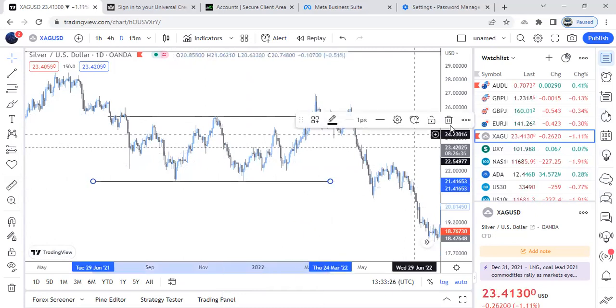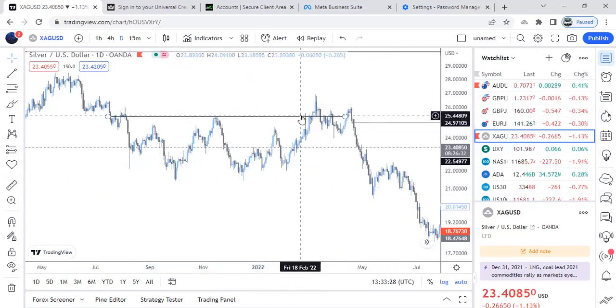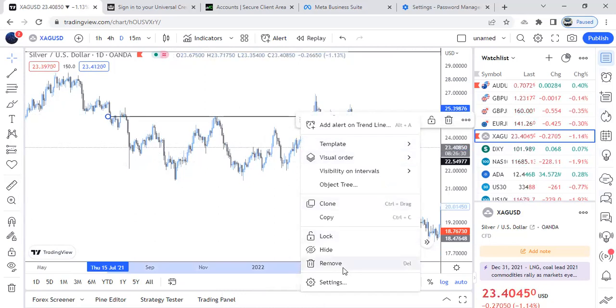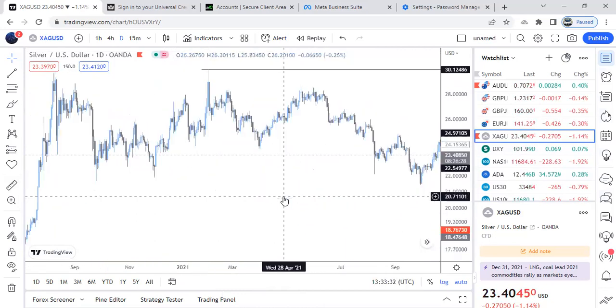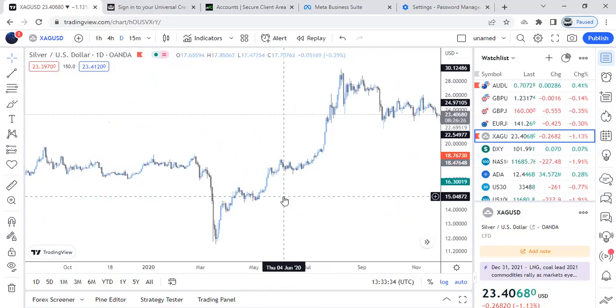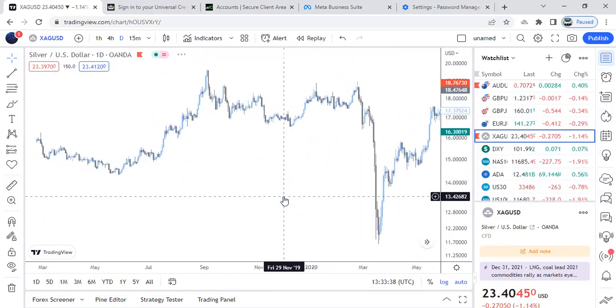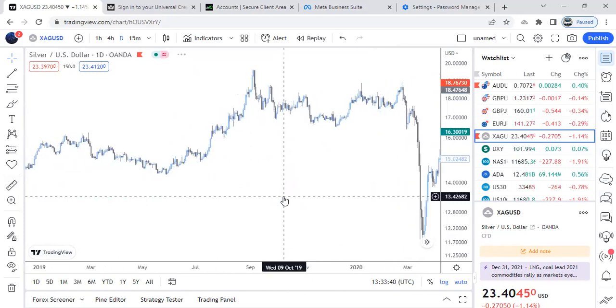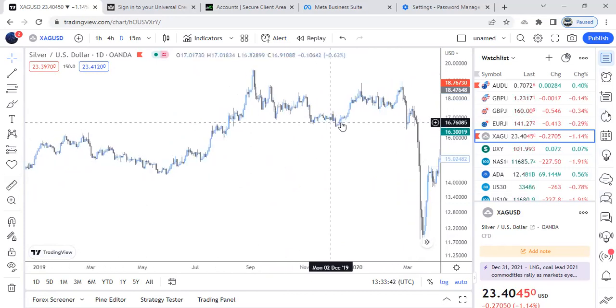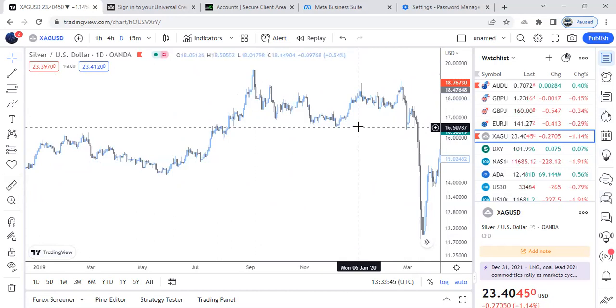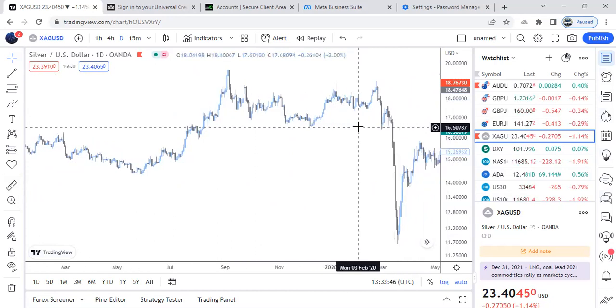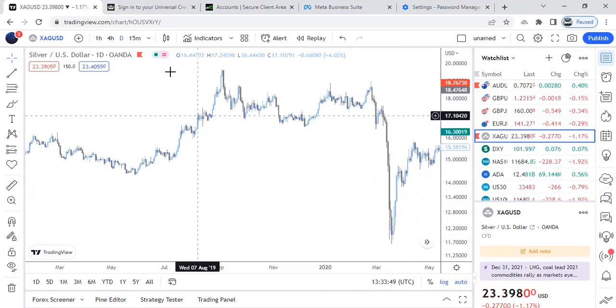I want to show more examples on support and resistance, guys. More examples. I feel like examples are the best way to learn, you know. Okay, let's take this one.